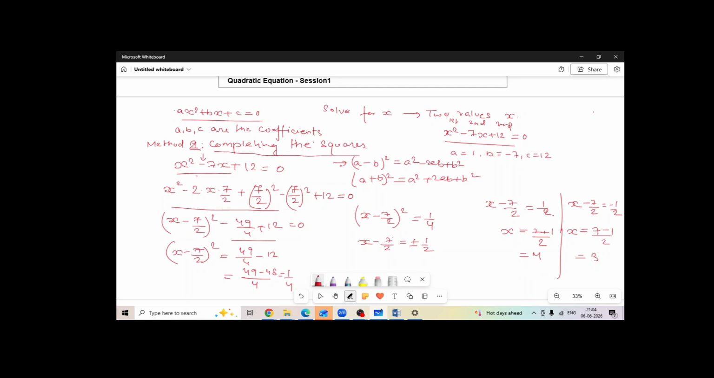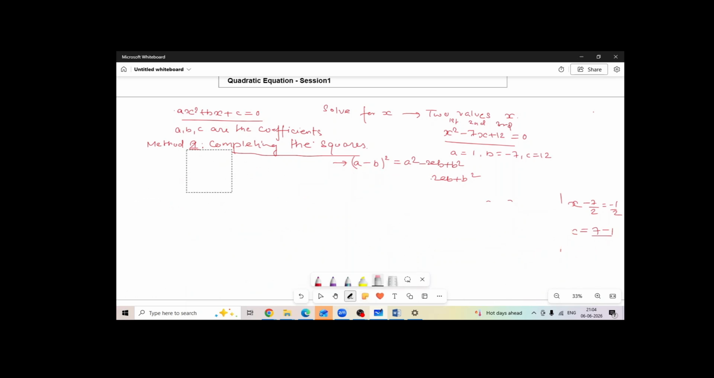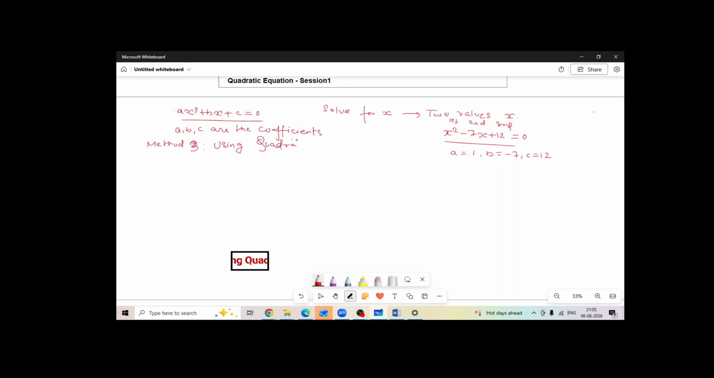Now we will jump to the third method. Okay, so the third method is using the quadratic formula. Method 3, using quadratic formula.